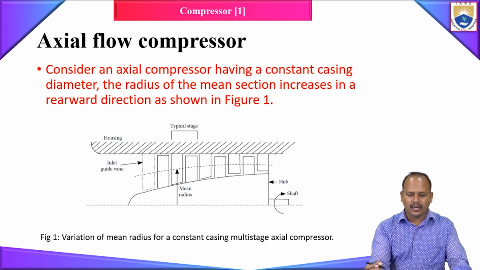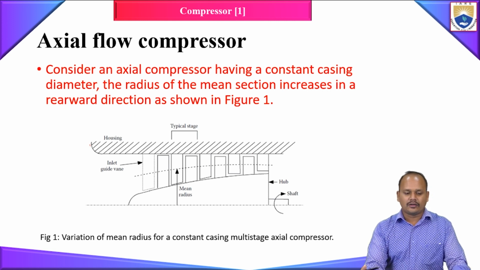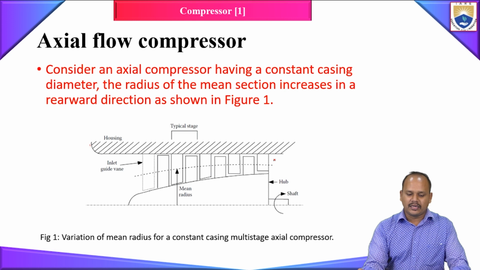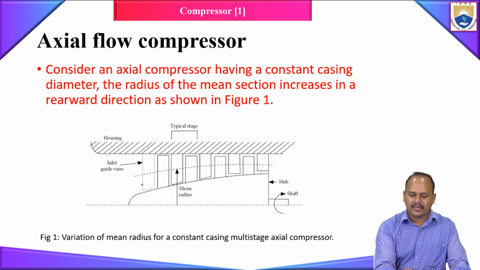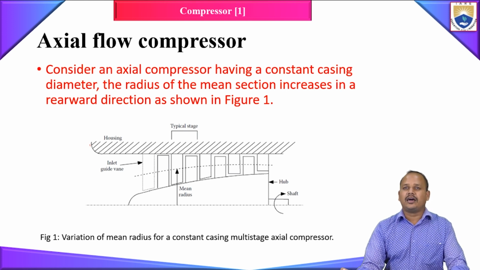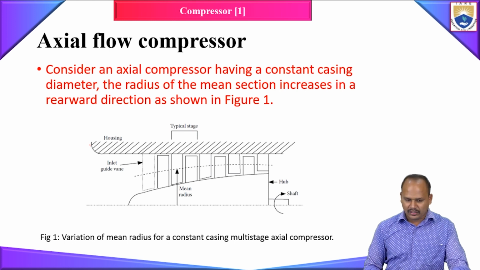the compressor which is having a constant casing diameter. See, from here to here it is constant. But when you look at the blades, either rotor blades or stator blades, their size is decreasing. But the hub is designed in such a way that when I measure the mean radius, it is going to be constant. So the type of compressor I'm going to take here is one where the mean radius is constant, as well as the casing diameter also being constant.